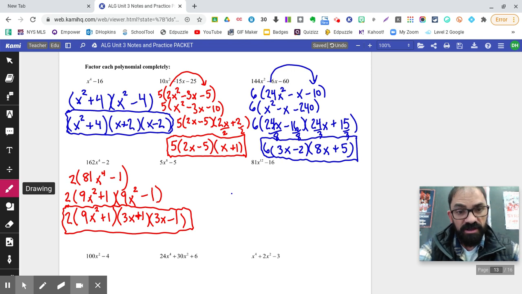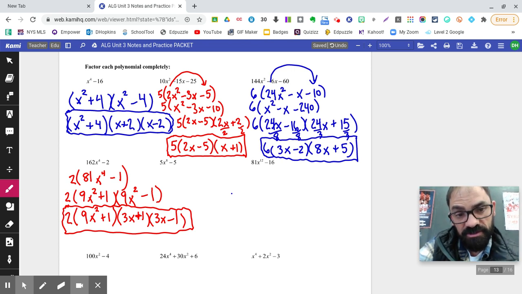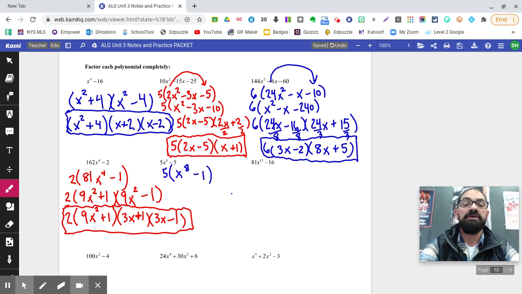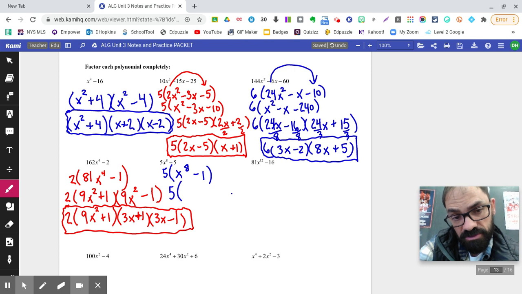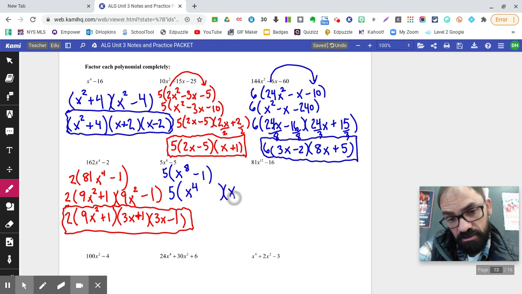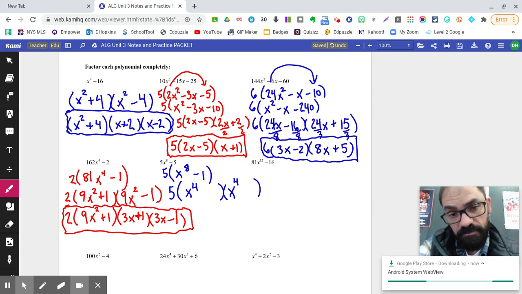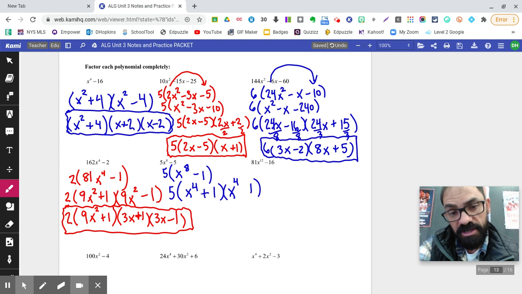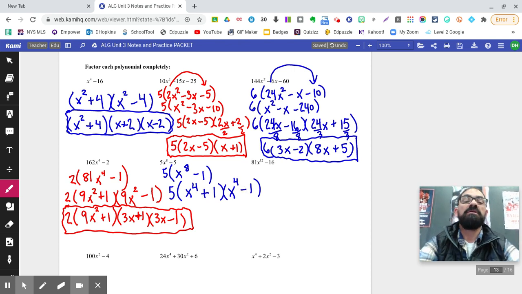5x to the 8th minus 5. They both have a 5 in common. Let's take that out. Then we have x to the 8th minus 1. Yes, we know, and we can already see that that's a perfect square. So we have x to the 4th, x to the 4th. Factors of 1 is 1 times 1. 1's positive, 1's negative. And yes, what do we notice?